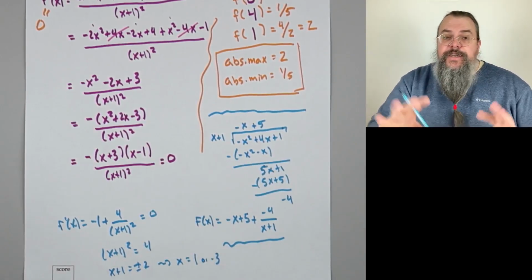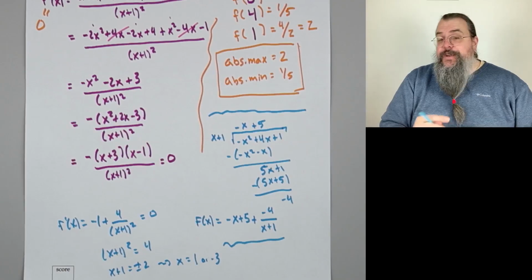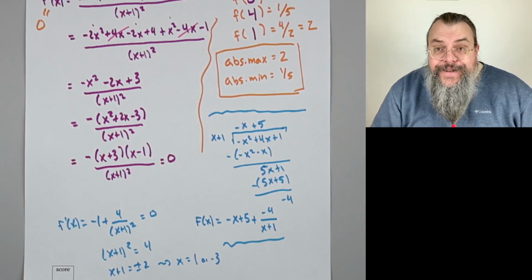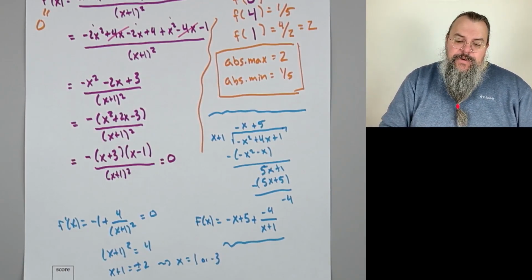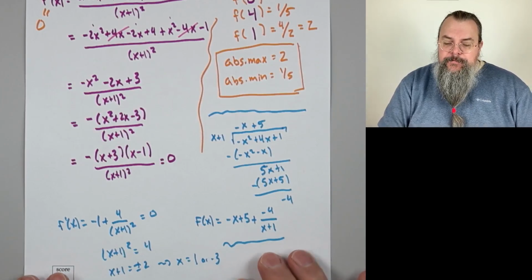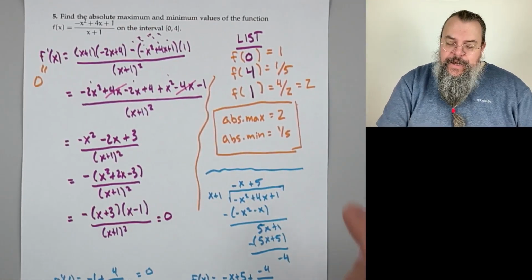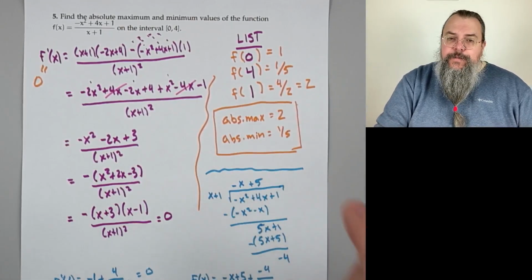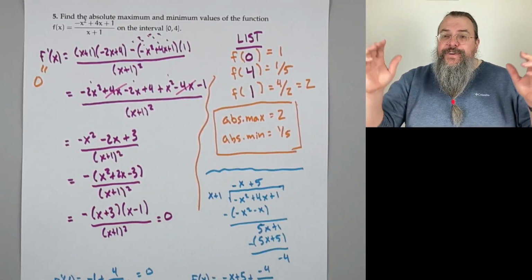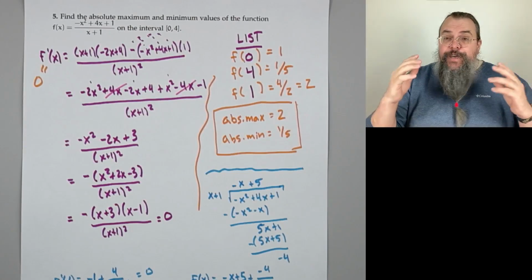It's an option. If you don't know how to do it, don't worry. You don't need to know yet. Someday. But that's just another thing that could have been done. But for now, we're happy. We got our answers. Absolute max is 2. Absolute min is a fifth. Life is good. And let's keep moving on.